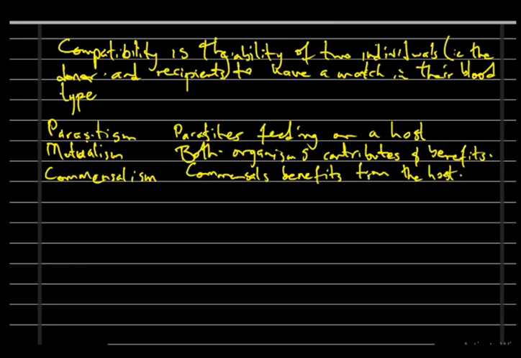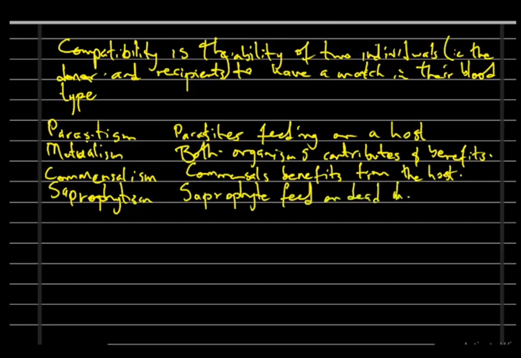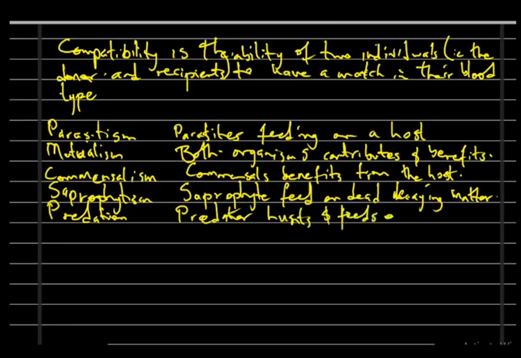And then we have another one called saprophytism. Saprophytism is a relationship where a saprophyte feeds on dead decaying matter. We also have predation, where a predator hunts and feeds on the prey.